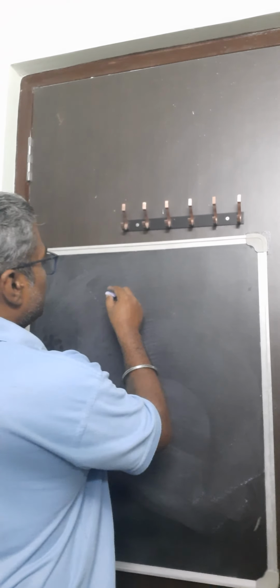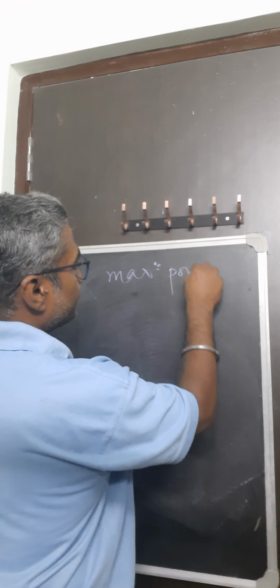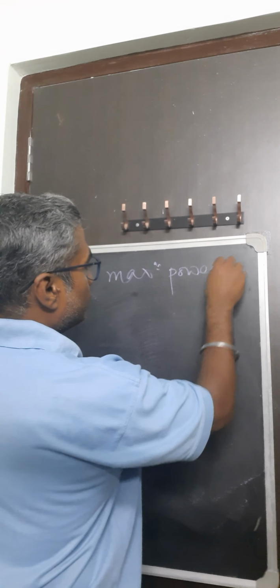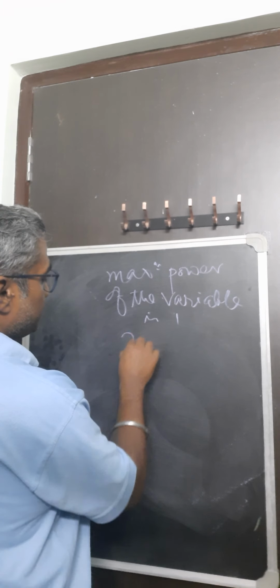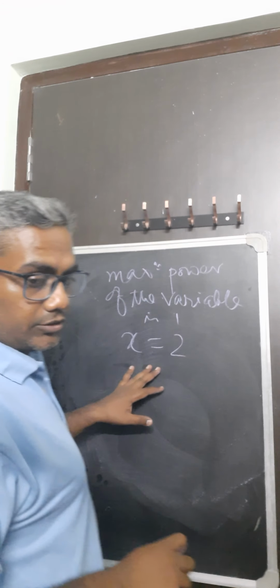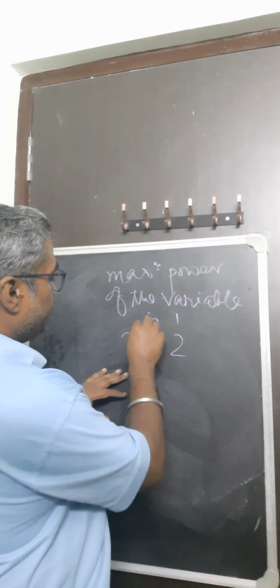A linear equation is one where the maximum power of the variable is 1. So if I take an example, x is equal to 2, this is the simplest linear equation, where x is the variable and the maximum power of x is 1. So that's why it is called a linear equation. Okay, so I will take an example of a linear equation with a single variable.